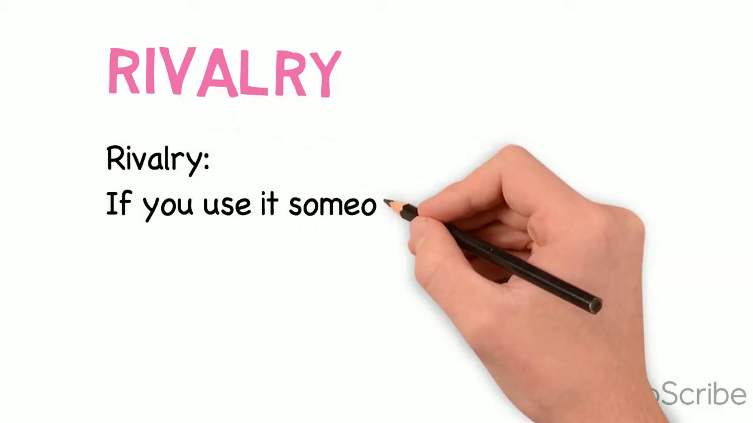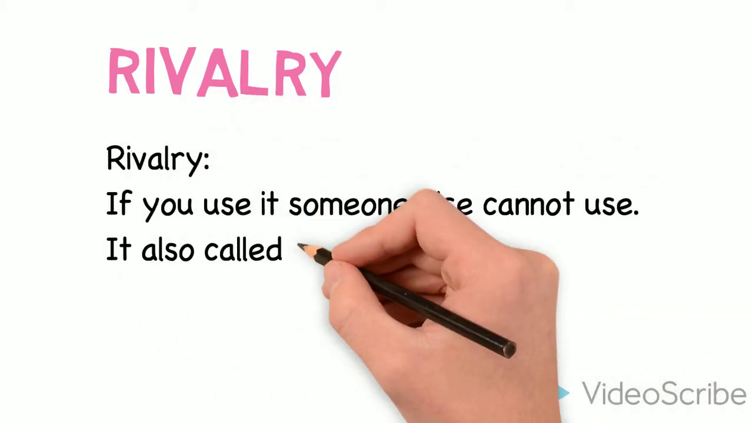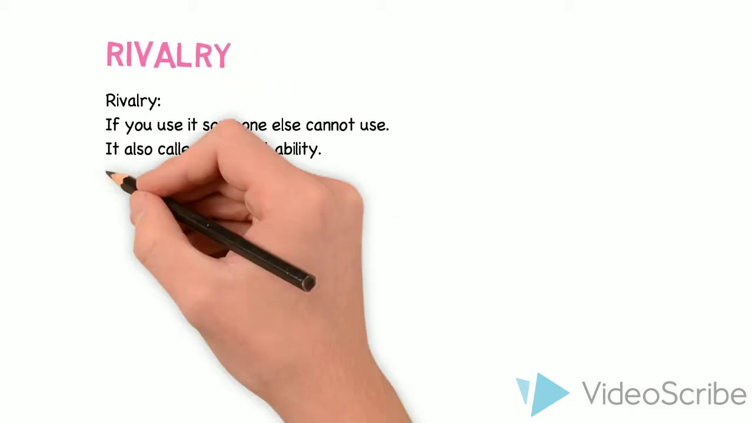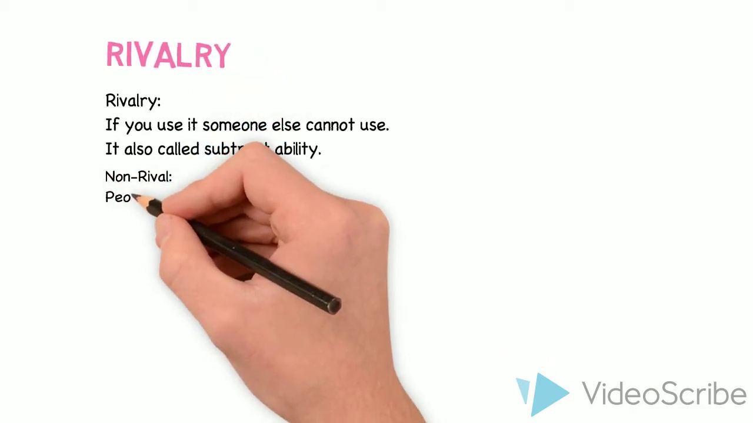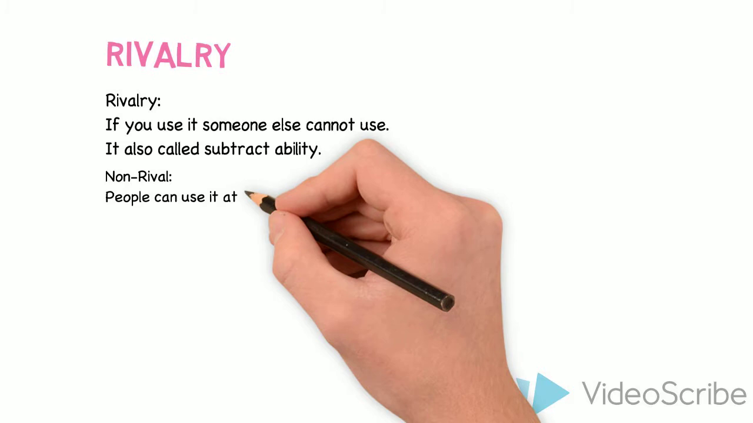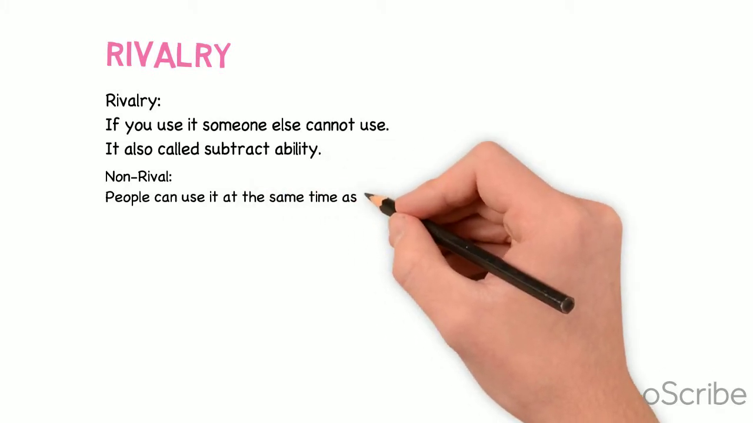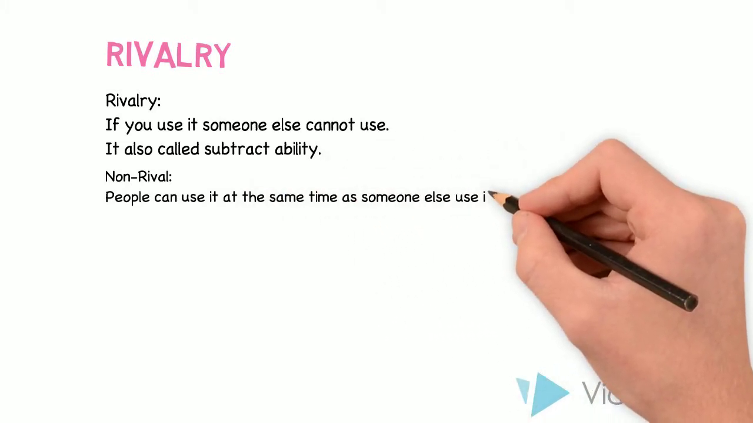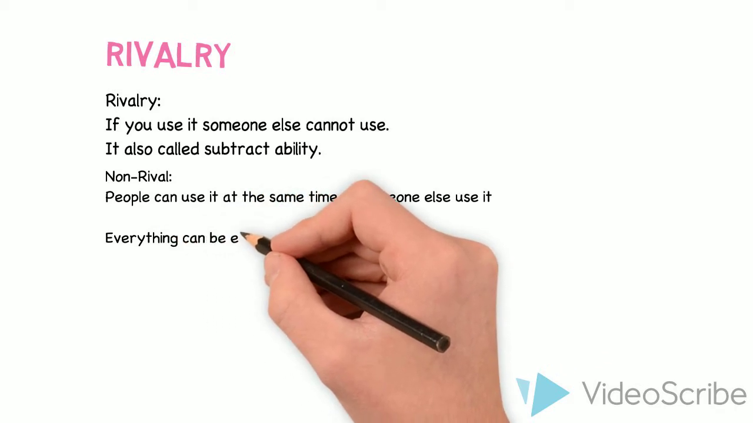Rivalry. Rivalry means if you use it, someone else cannot use it. It's also called subtractability. The last one is non-rival. So non-rival means people can use it at the same time as someone else uses it.